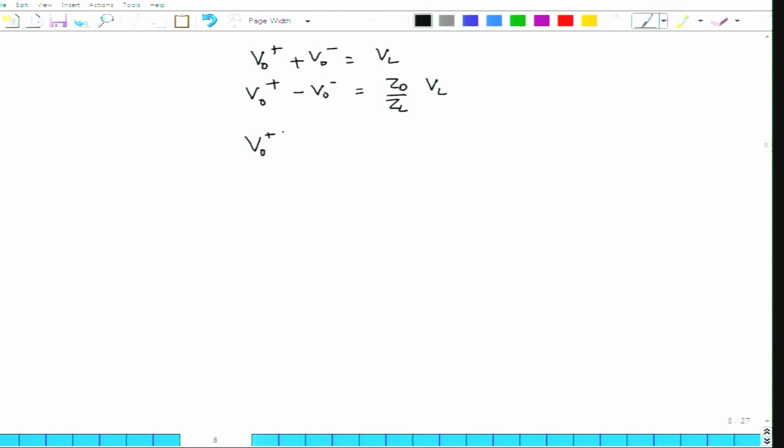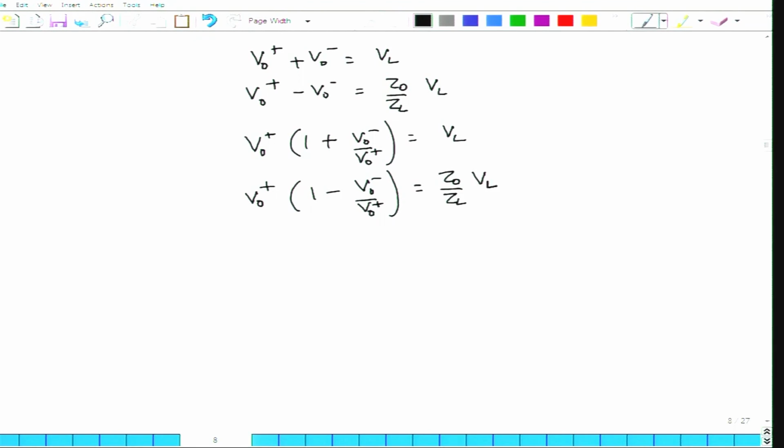Taking V0 plus as a common factor, I get 1 plus V0 minus by V0 plus, which would be equal to VL. In the next equation, taking this common, I get 1 minus V0 minus by V0 plus, which would be equal to Z0 by ZL into VL. I can now divide this equation by this equation, but before doing that, let me denote the ratio of the amplitudes V0 minus to V0 plus.